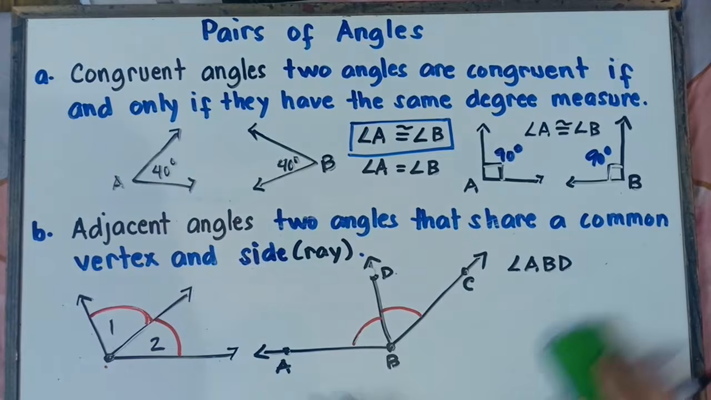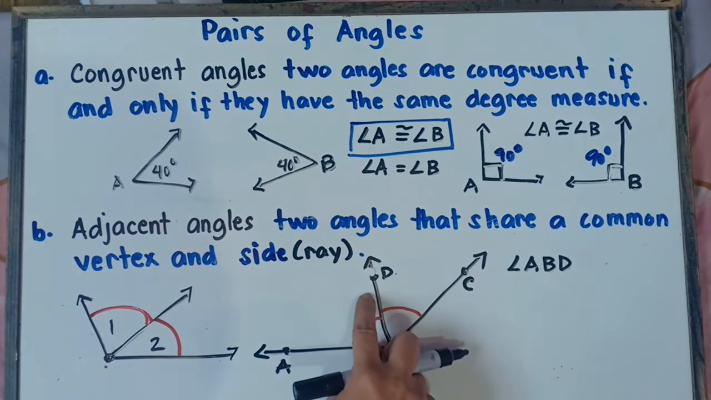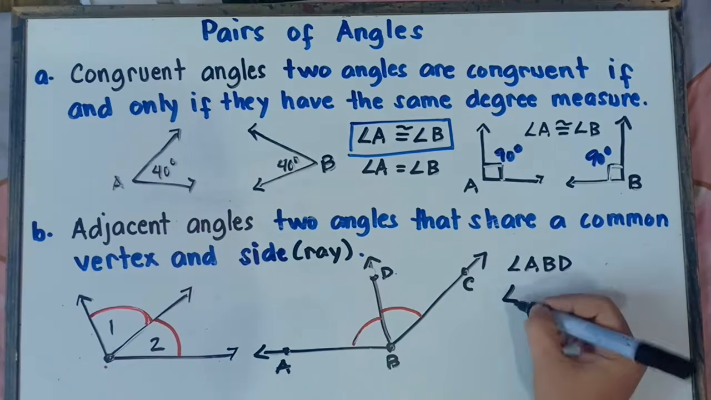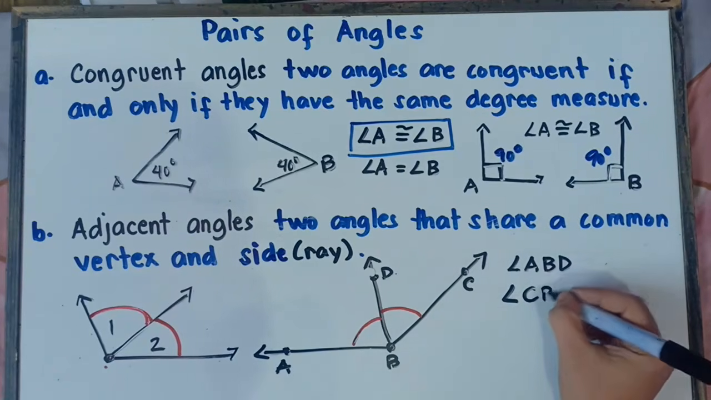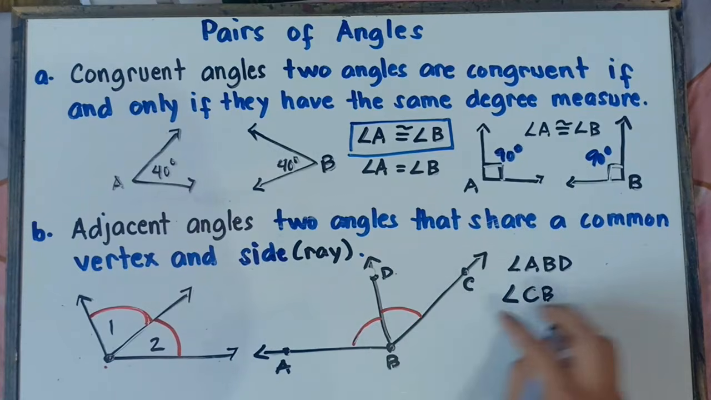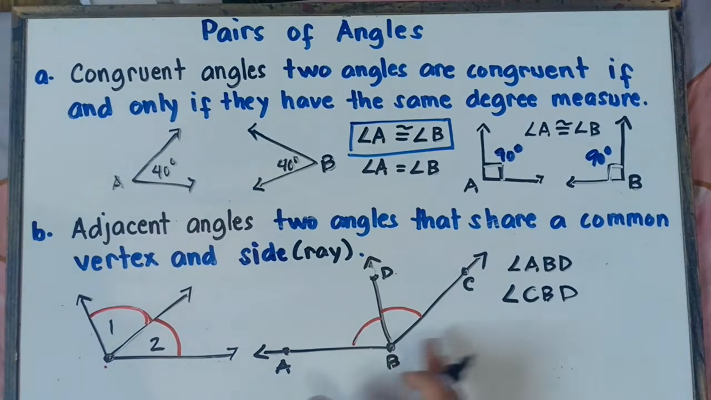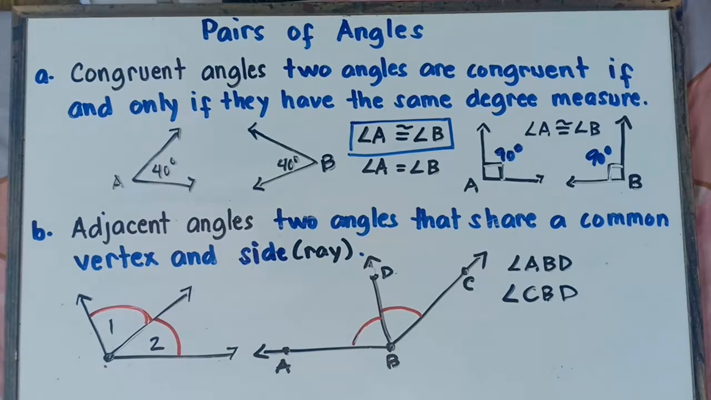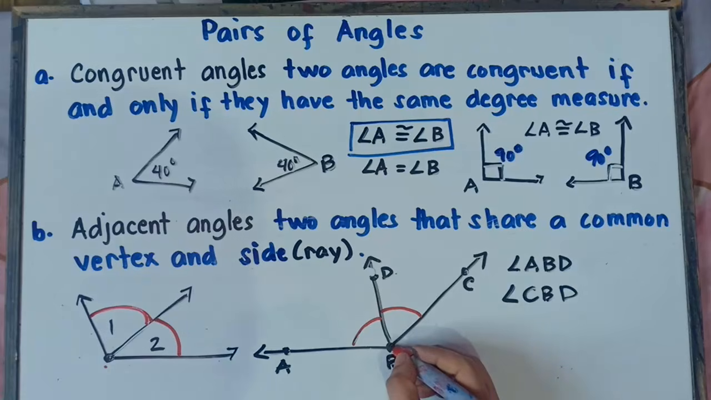Now, question, class. Is angle ABD adjacent to angle CBD? Angle CBD, or we can read this one DBC. Question, class, are the two angles adjacent angles? Yup, they are adjacent angles. Why is that, sir? Because they share a common vertex. Point B is the common vertex, and they share a common side, side BD or ray BD. Once again, class, I hope it's clear for you with regards to adjacent angles.